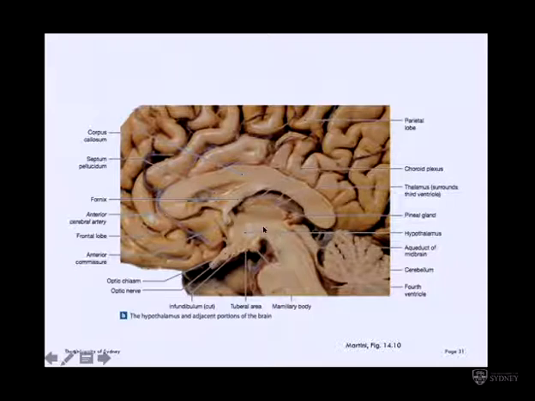Some other structures that I'd like to point out. There's your fornix, connecting the parahippocampal gyrus to the hypothalamus. So you can see here it's coming into the hypothalamus. Here is the, what's the name of this? This opening right here. That's the mesencephalic aqueduct, right? Because this area here, right there, is your midbrain.